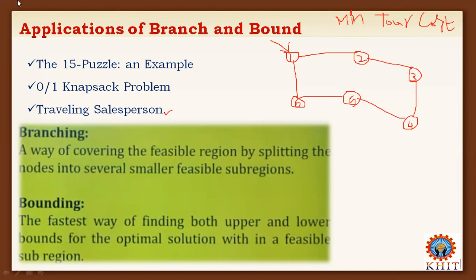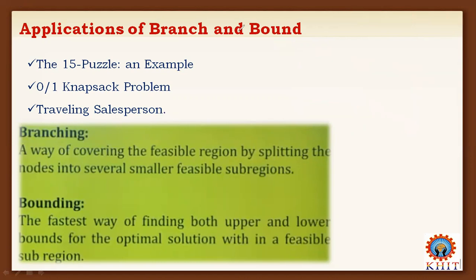Okay, friends, here you have two definitions. The first one is what is meant by branching, and what is meant by bounding. Branching means a way of covering feasible regions by splitting the nodes into several small feasible subregions. That is called branching.